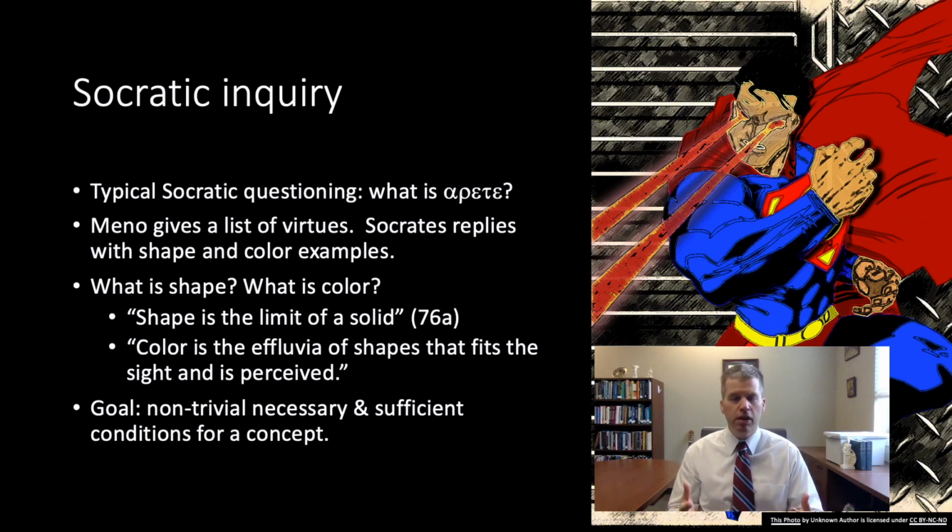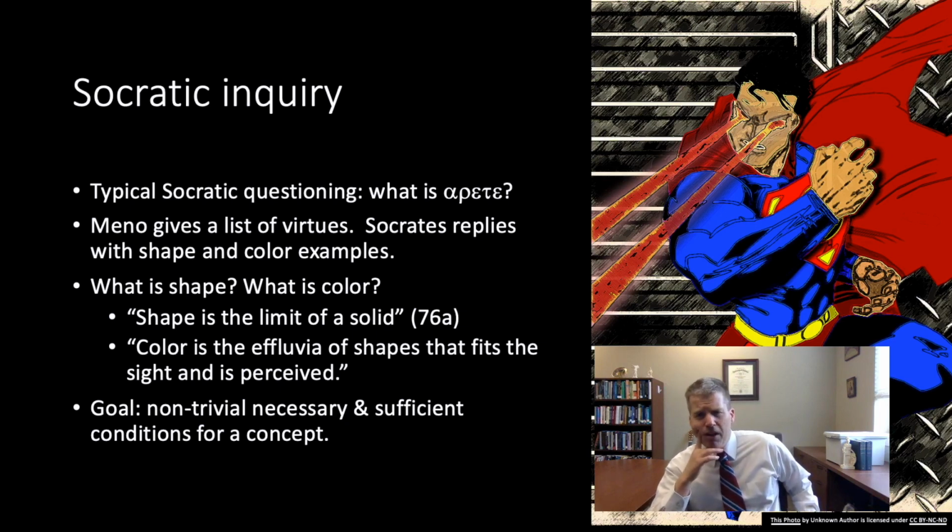So Socrates explains to Meno what shape is, and then he explains what color is. He says color is the effluvia of shapes that fits the sight and is perceived. And you might be thinking, that doesn't make any sense whatsoever.